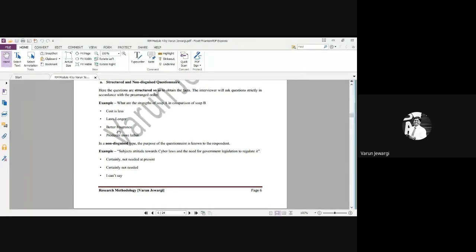Antiseptic liquid I'm asking about. Dettol से जलता है, Savlon से नहीं जलता. Now which product is good? Savlon. Dettol. Sir. Okay, Dettol. Savlon is not good. Okay, I'm still coming to this. Okay, let's understand this in detail now, before I take you to structured and non-disguised.